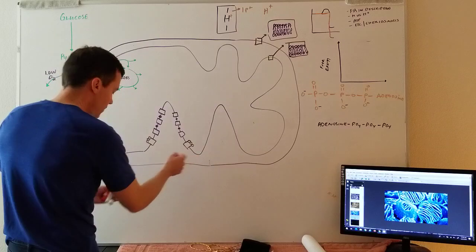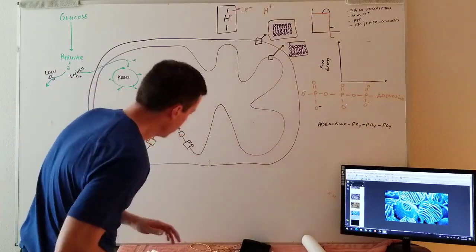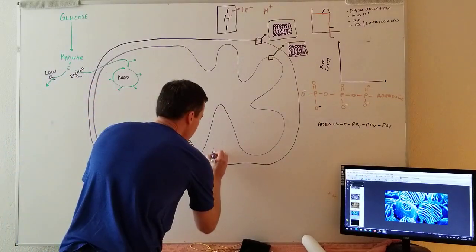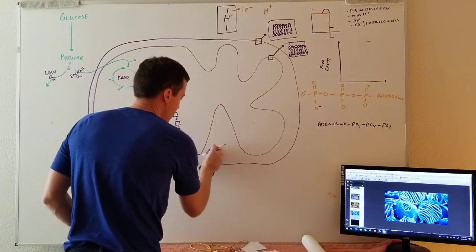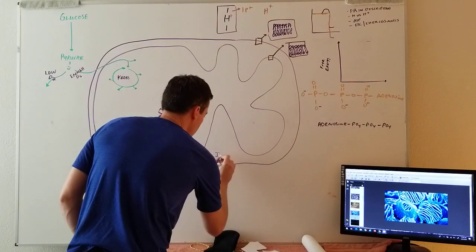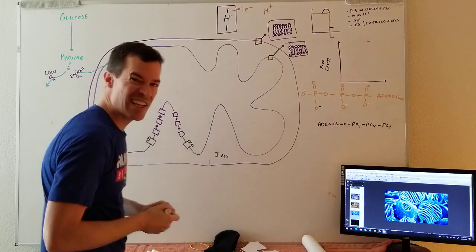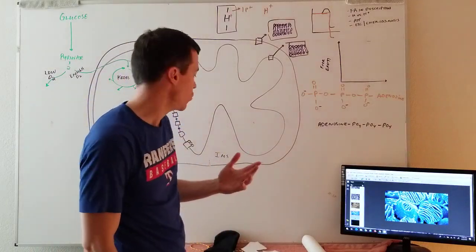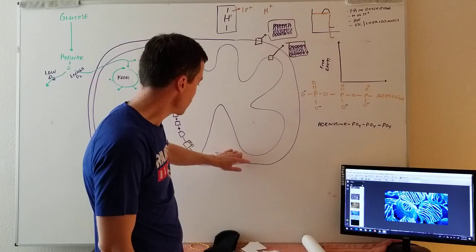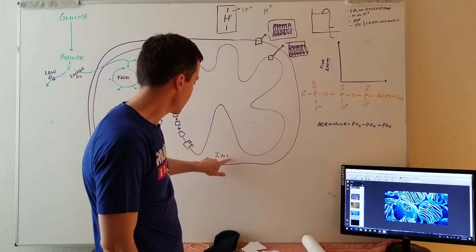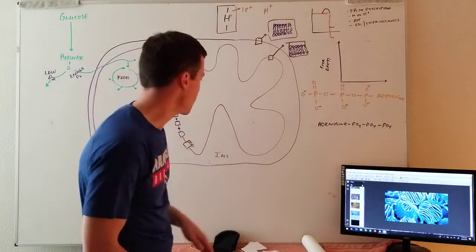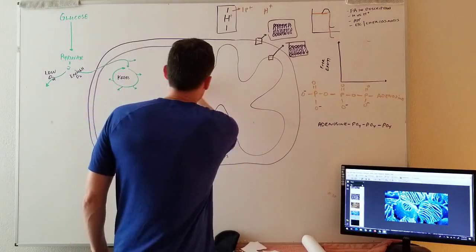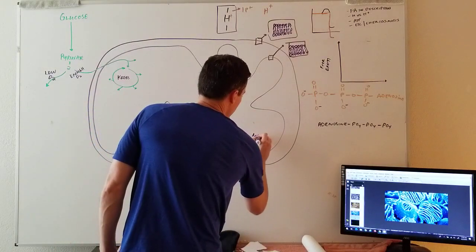Okay, this space in between here we call the intermembrane space. That's kind of long, so I'll just write intermembrane space. Inter means between. So there's a membrane, there's a membrane. This is the space between the membranes. So it's an intermembrane space. And then out here, this area is called the matrix.